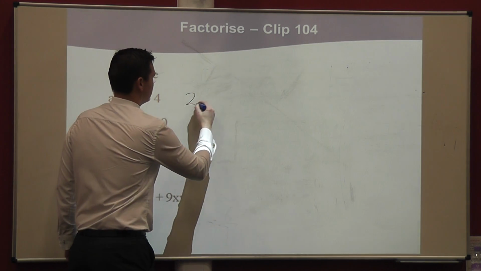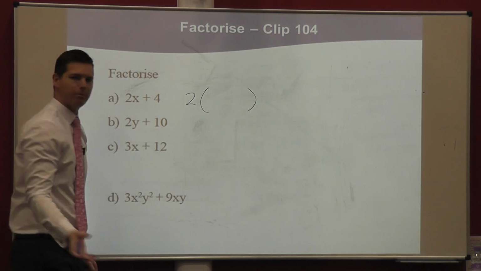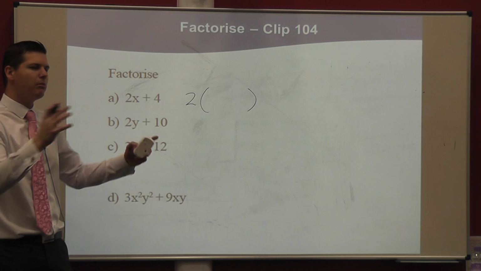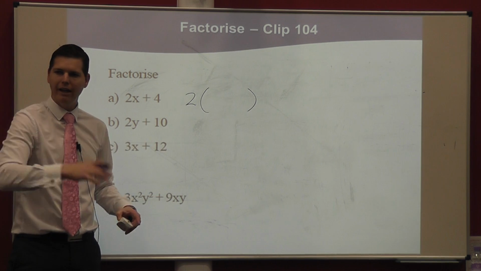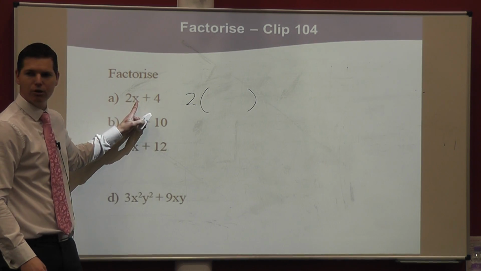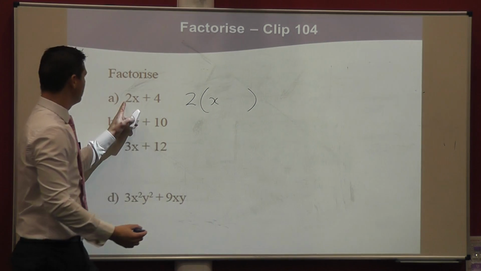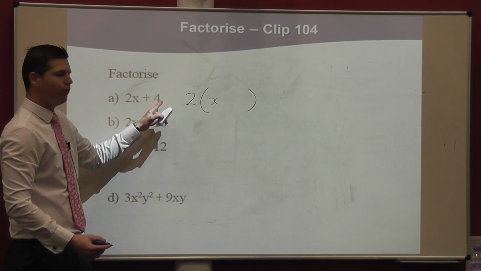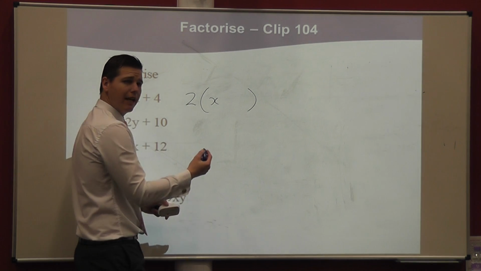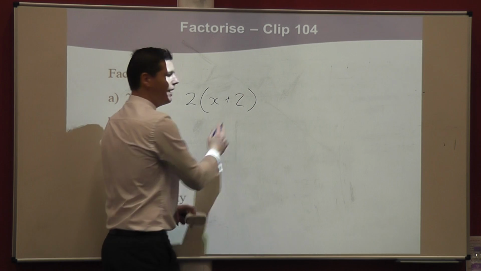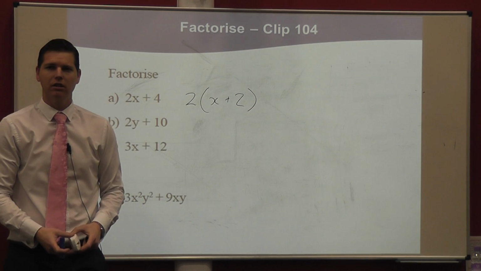So I've got 2. So I put it back in the brackets. When I was doing my canoe and the wave, 2 times what would have given me 2x? X. There would have been an x in there. And 2 times what would have given me 4? 2. Positive 2 or negative 2? Positive. That's it. That's factorising, that's all it is.